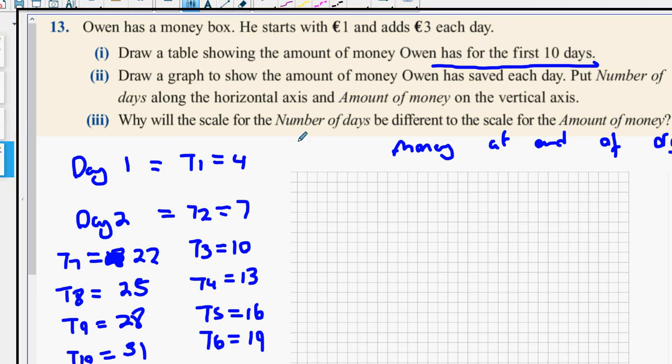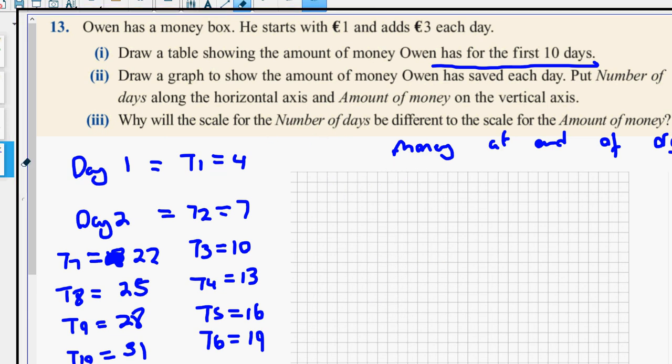Would everybody agree it's just 1 plus 3 times the number of days? Replace n with 1. 3 times 1, 3 plus 1, 4. Let's do 6 days. 3 times 6, 18 plus 1, 19. T10, 3 times 10. So I'm saying it's 3n plus 1 or 1 plus 3n. Okay. Now, got to do a graph here.